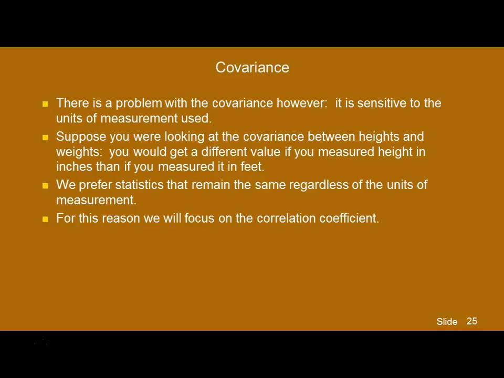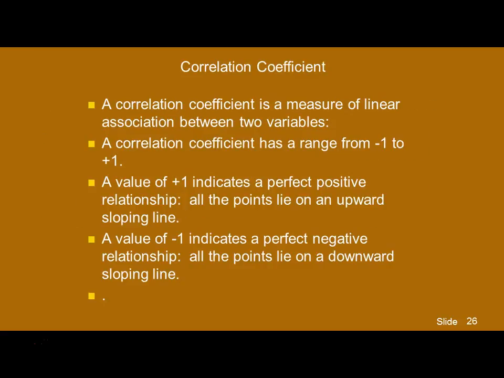We generally prefer statistics that remain the same regardless of the units of measurement. And fortunately, we have one. We can go from the covariance to what's called the correlation coefficient. A correlation coefficient also is a measure of linear association between two variables. It can be shown mathematically that the correlation coefficient ranges from -1 to +1.